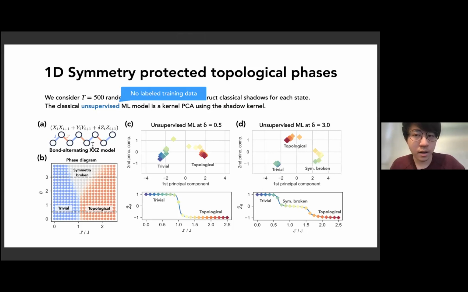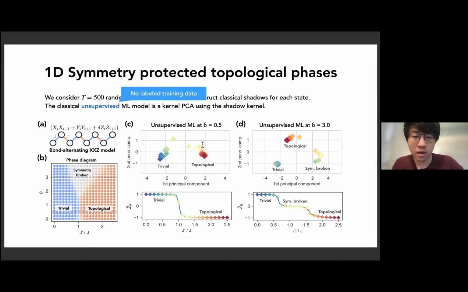Here we're going to look at the bond-alternating XXZ model, which has a phase diagram that looks like this. By tuning the ratio between J prime and J, as well as delta, one can explore a trivial phase, a symmetry broken phase, and a symmetry-protected topological phase. In figure C, we consider applying the ML algorithm for delta equal to 0.5. There are only two phases on this line.